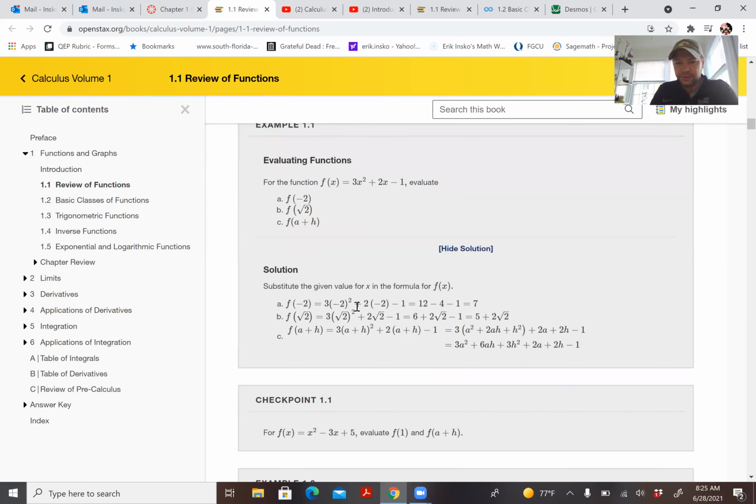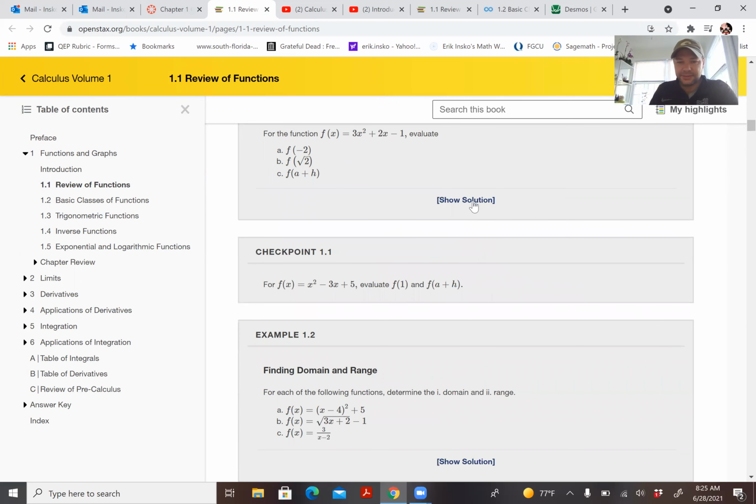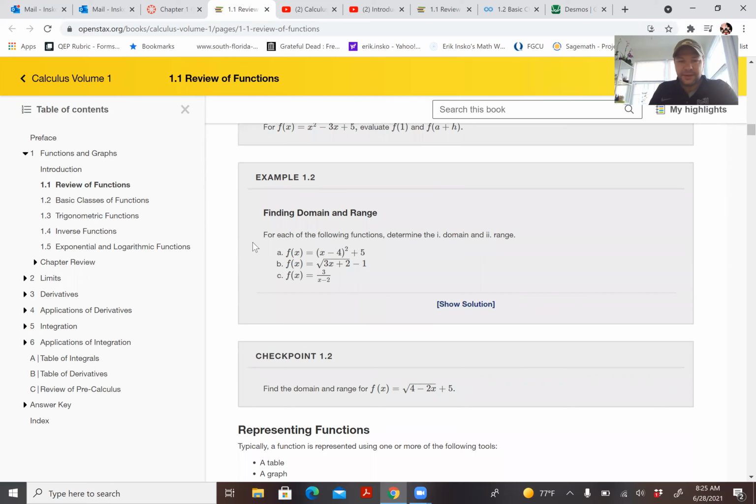If you need to review something, it's a quick way to review and say, okay, this is how I evaluate a function at a point like -2, right? It takes you through it step by step, so you can do it and then check your work against that solution. Here's another one, finding domain and range. That'll be one of the questions on the homeworks.